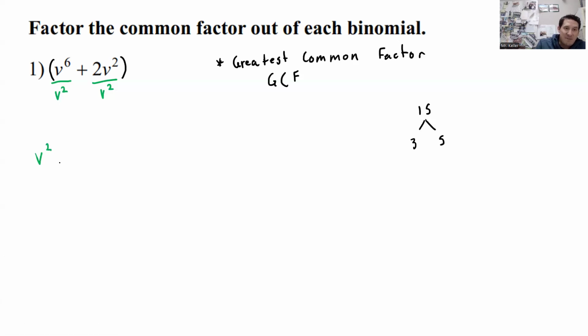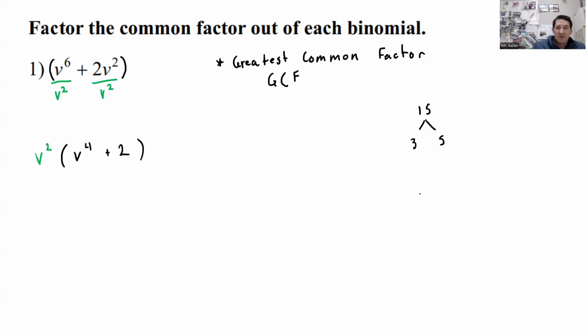What's happening is we are doing distribution in reverse. We are undoing the distribution property. So I'm going to divide both these terms by v squared. v to the 6 divided by v squared is v to the 4th. 2v squared divided by v squared: the v squared cancel each other out, so you're left with just 2. There we go. We have completed the greatest common factor.